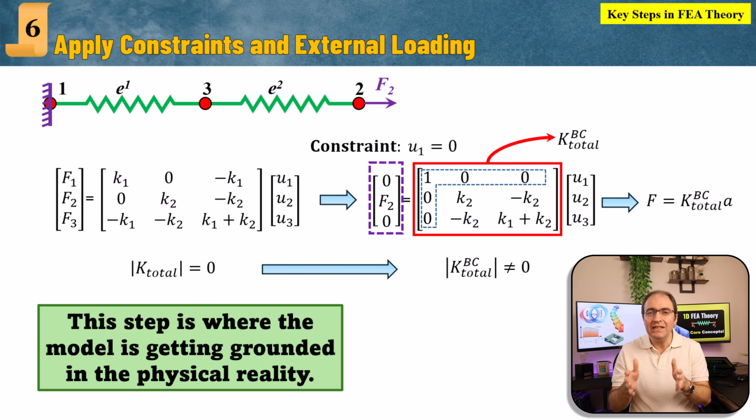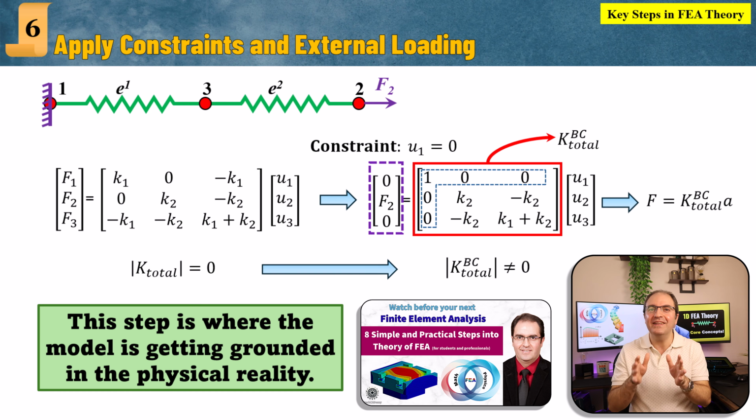The diagonal element turns into 1 and the other elements in row 1 and column 1 are changed into 0. With this update, the system is ready to be solved for the unknown nodal displacements because now the new total stiffness matrix is invertible. Again, note that I'm only showing you the final results of the application of the constraints. The detailed description of this procedure is available in the Macademy video I have mentioned before.